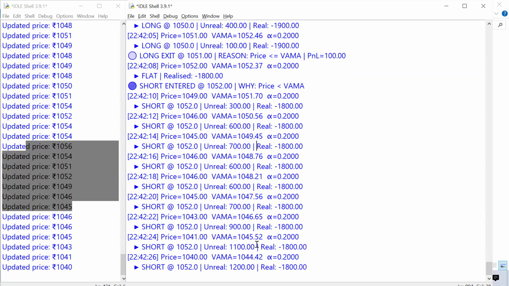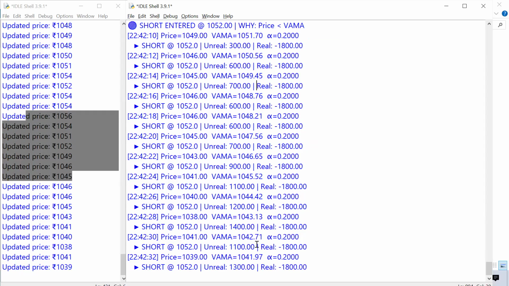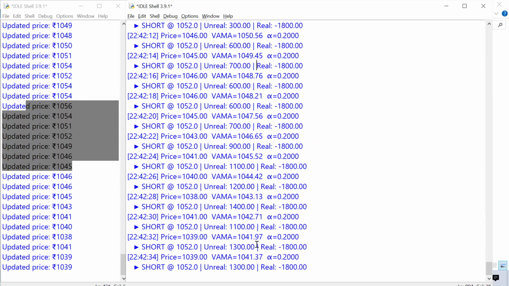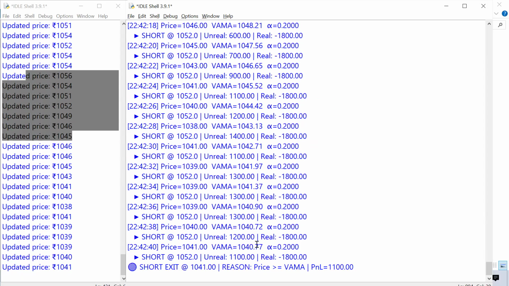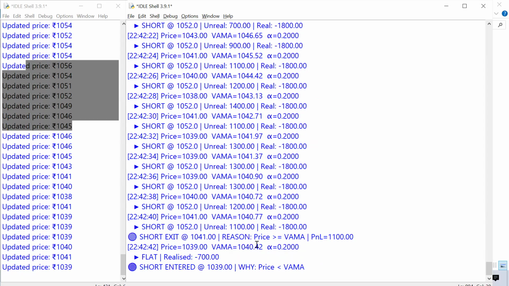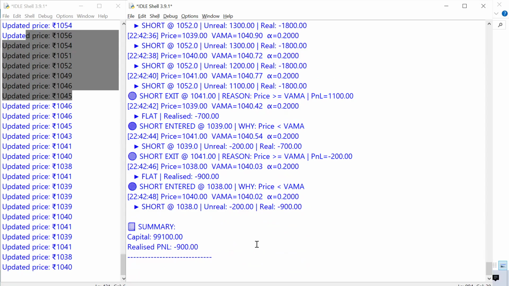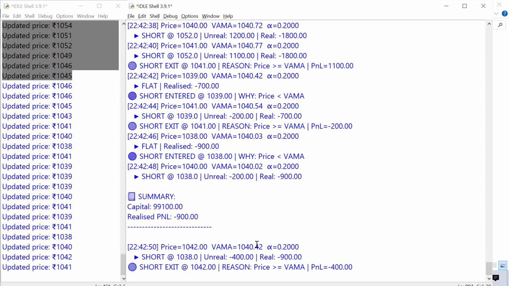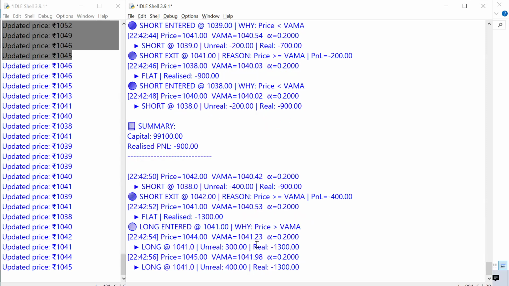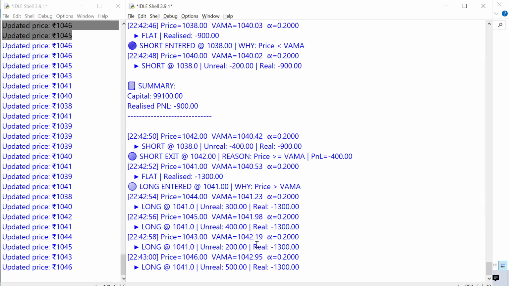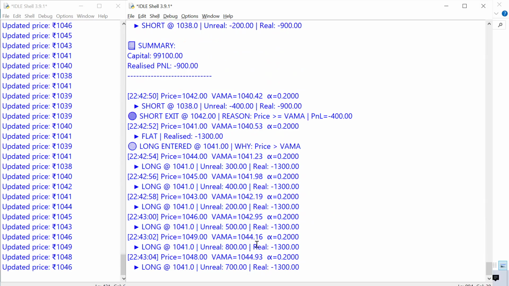So currently in the market, we have the short position at 1052. The market is going down. We have 1300 profit. Okay, we exit the position at 1100 profit. Good. See, it has got one more short entry at 100. Okay, we got a short entry. We got a long entry again. Market is coming up. We got a long entry.